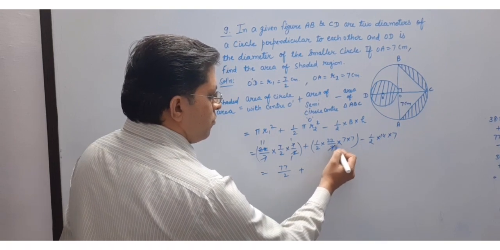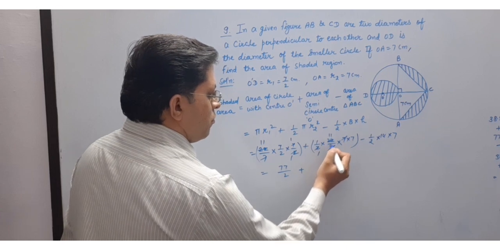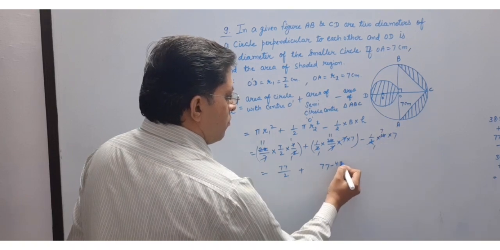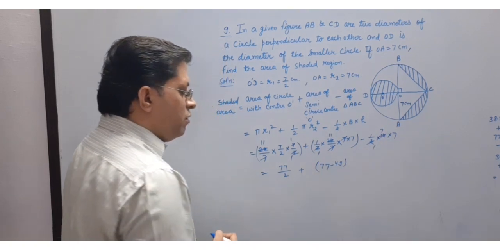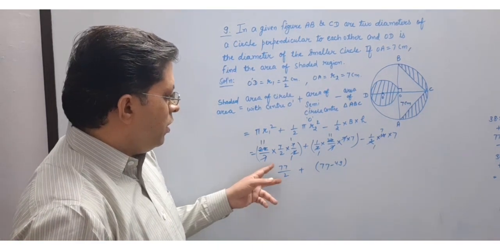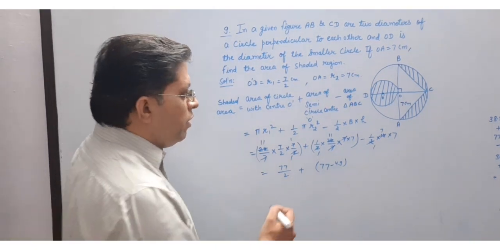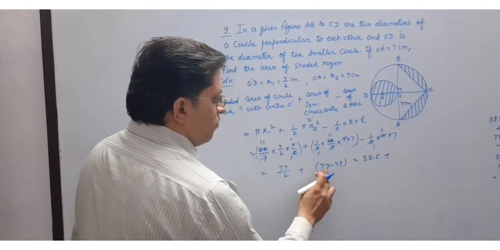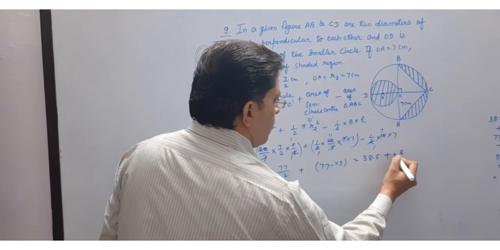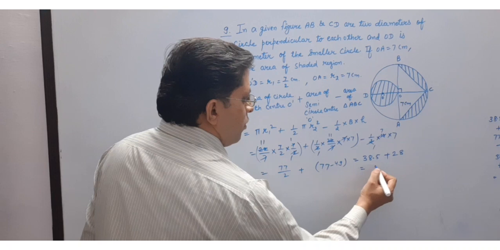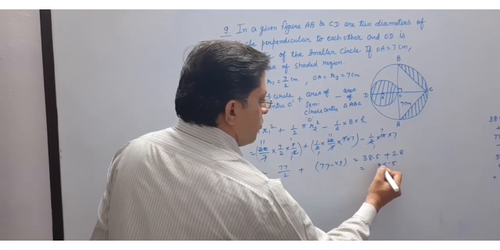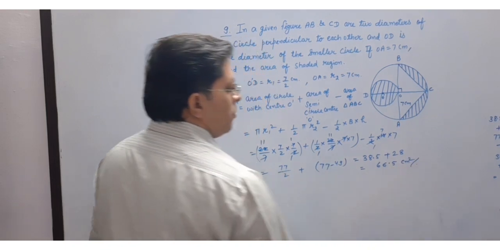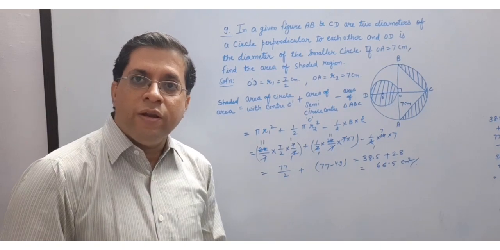Plus 77 minus 49. Okay, 77 is what? 38.5. 17 minus is 8. This is 28. If you add it, 66.5 centimeter square. This is the shaded region.